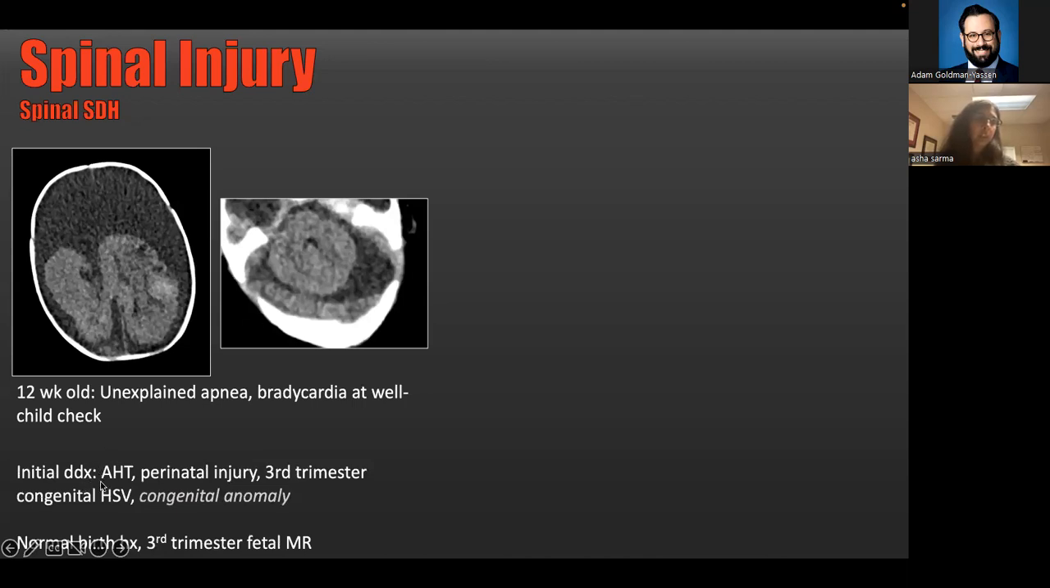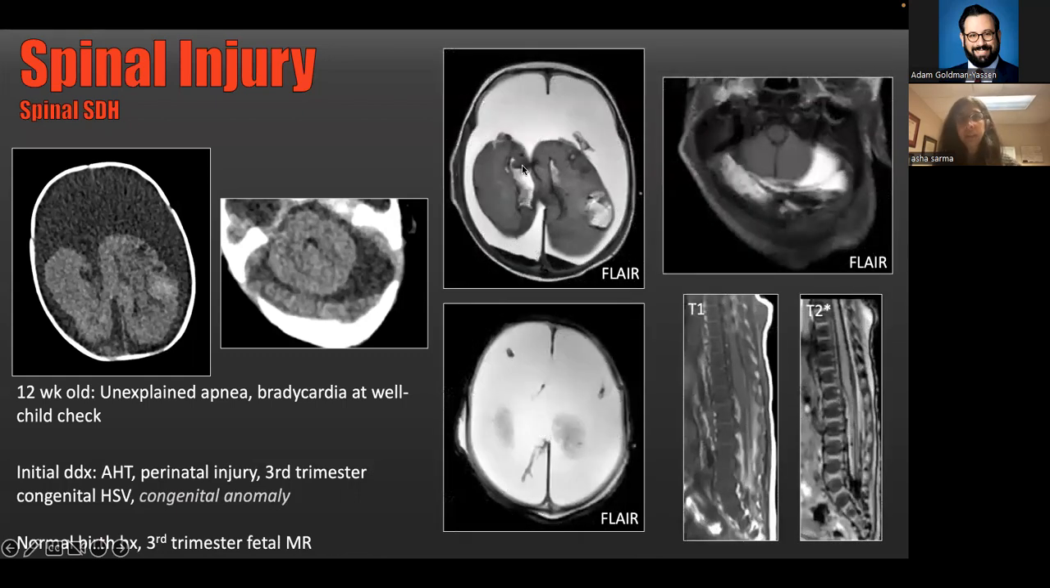So the initial differential was abusive head trauma, perinatal injury, third trimester congenital HSV, which can be very destructive, or even some kind of congenital anomaly. And remarkably, this patient had a normal birth history and a normal third trimester fetal MRI, so you could tell that something had happened in that time frame.